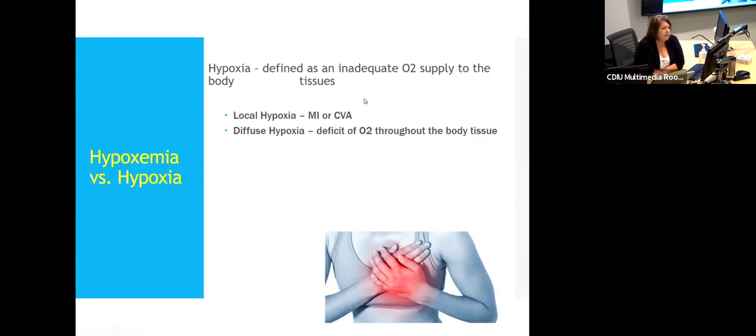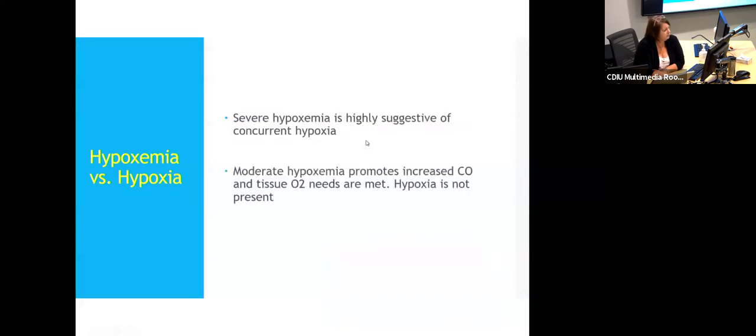A local hypoxia could be something like a myocardial infarction or a stroke. Global diffuse tissue hypoxia means that you've got a deficit throughout your whole body. An easy example would be sepsis. As a general rule, we assume that if you're hypoxemic, you're going to have concurrent tissue hypoxia. That is not always the case, but it is most often the case.